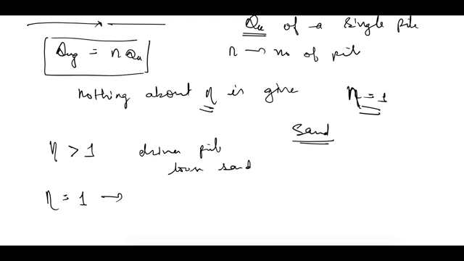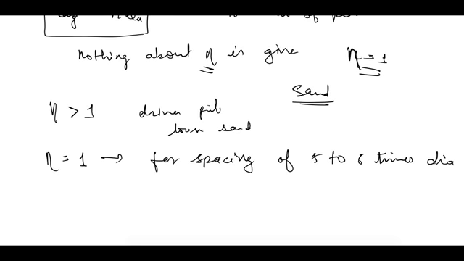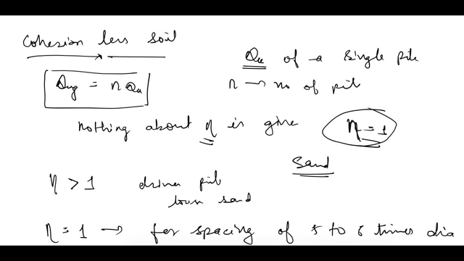This is one more recommendation for spacing of 5 to 6 times dia of the pile. And in dense sand, this eta can be less than 1 if we are using this driven criteria. But in design we normally use eta is equal to 1. So that's why I said we will simply find the pile load capacity of a single pile and we will multiply it by the number of piles to find out the pile load capacity of the group.